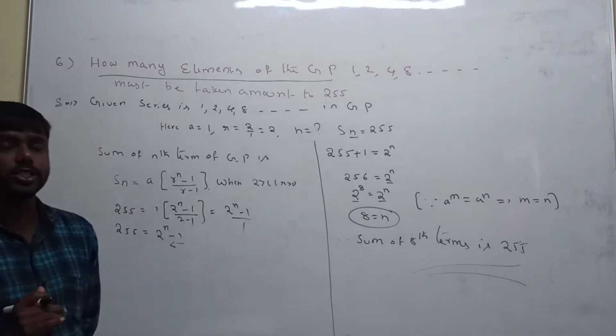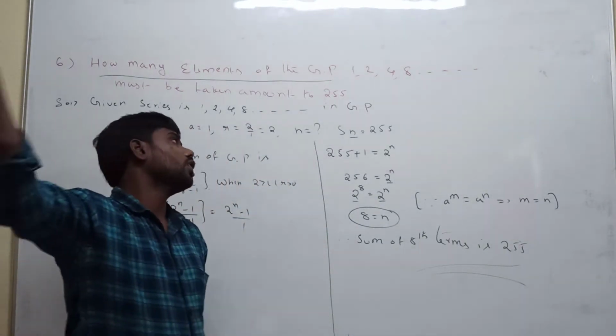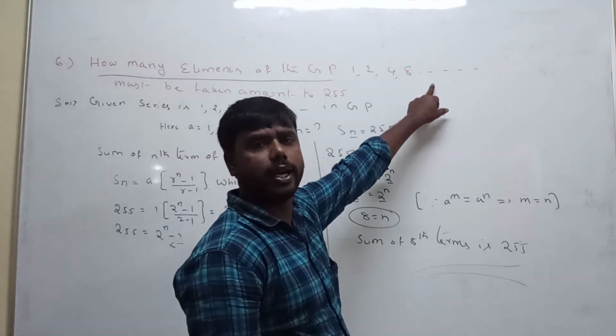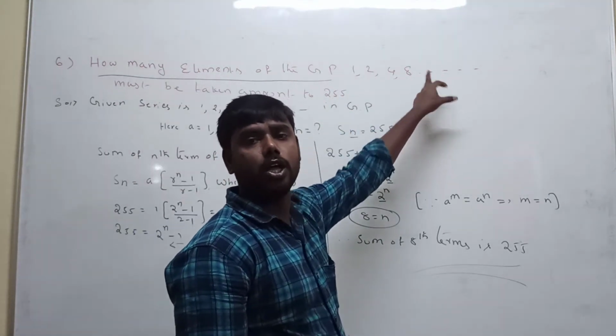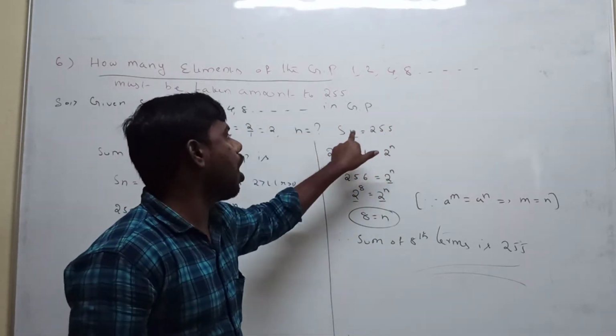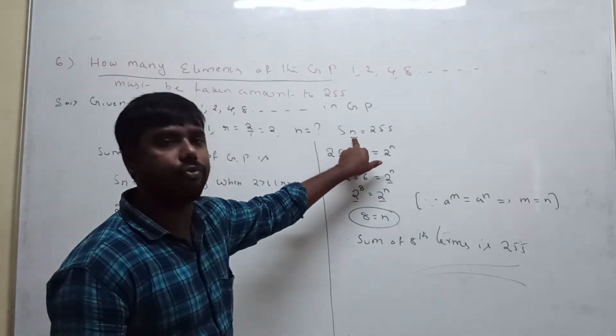Everyone understood? Now they are asking how many elements of the geometric progression. How many elements will be there in the sequence? You don't know. That's why to calculate number of elements, the total sum amount is given. Total sum is equal to 255. How many terms? Don't know. That's why we have to find the value.